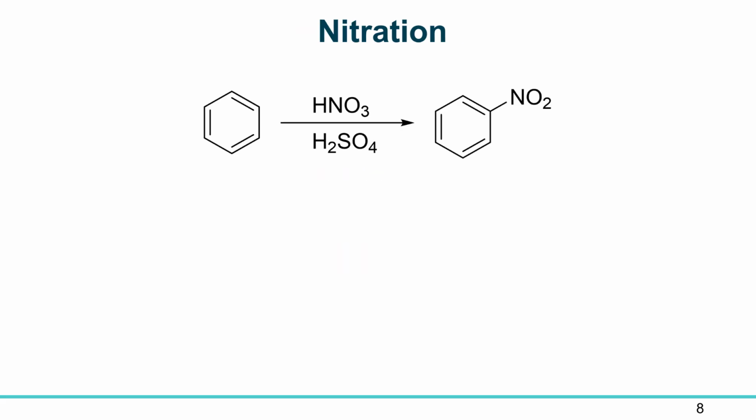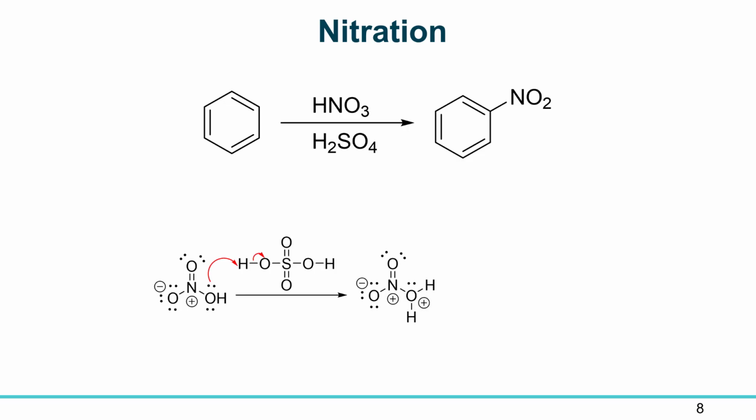A mixture of sulfuric acid and nitric acid is used to accomplish nitration. Sulfuric acid is a stronger acid with a pKa of approximately -3 and donates a proton to the nitric acid, which has a pKa of approximately -1.64.